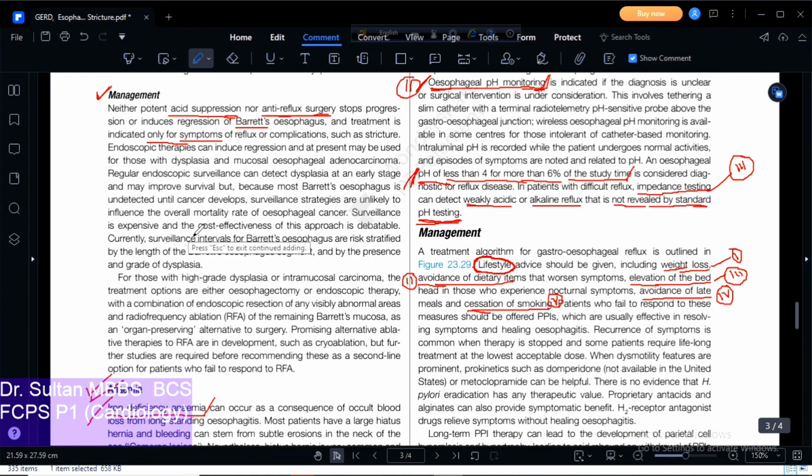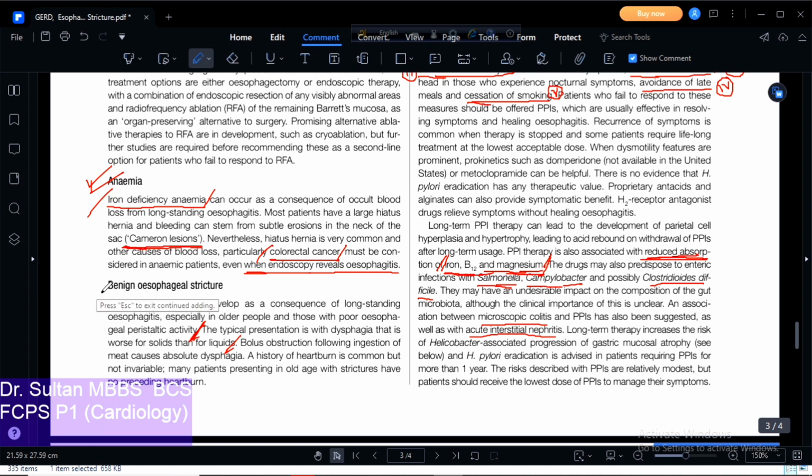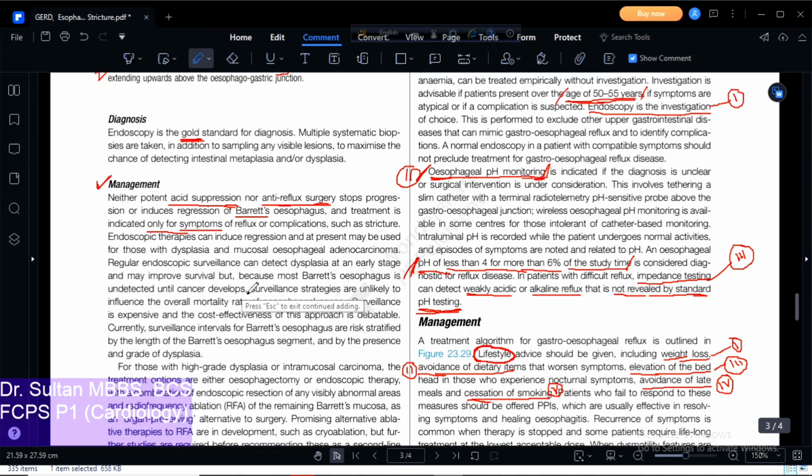Now, it can cause esophageal stricture. In long-standing esophagitis, it can ultimately cause stricture. So how do you know the patient has esophageal stricture? The patient will complain of dysphagia. When people with heartburn complain they are having dysphagia, that means they have developed an esophageal stricture. It can be seen on endoscopy.